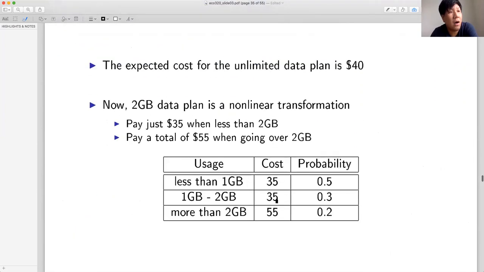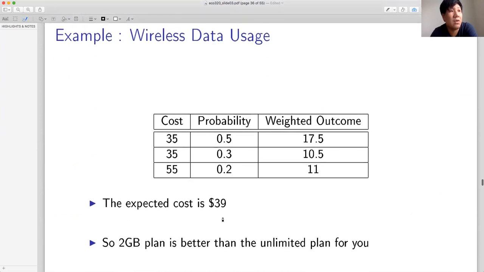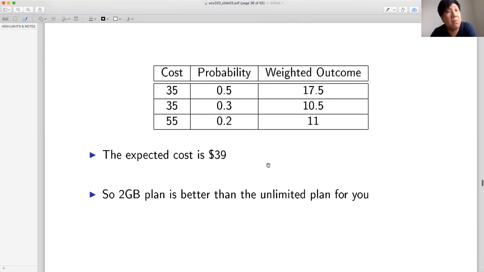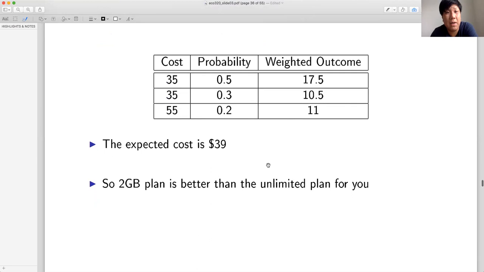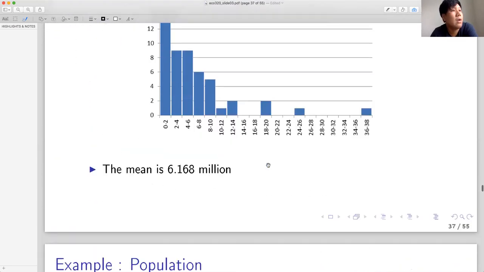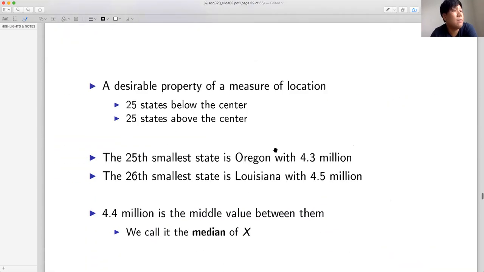So you get the cost, multiply by the probability, and get the weighted outcome. Add them up, you get 39. Your expected cost is actually lower than 40 bucks. So actually the 2 gigabyte plan is better for you, even if there is a chance that you need to pay 20 bucks. So that is how you make the decision based on probability or expected value, or based on averages. Okay, I'm going to cover this in more detail when I cover some data sections.